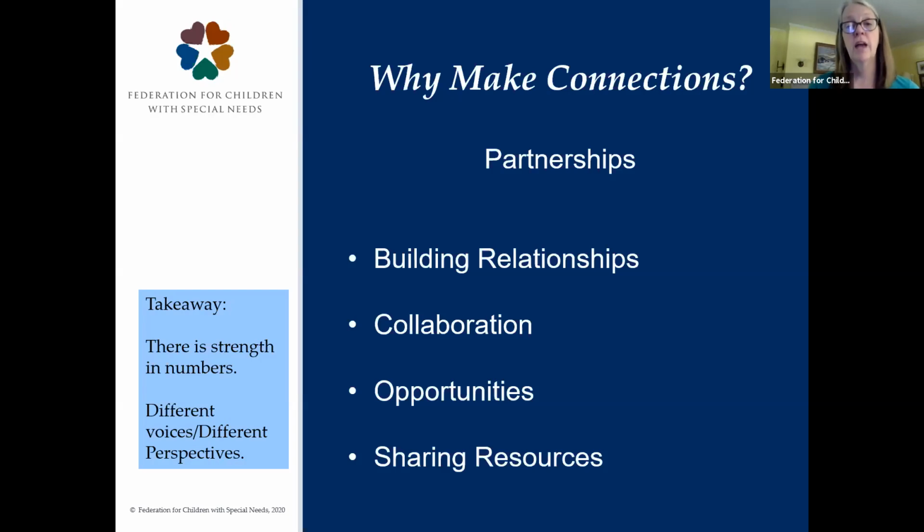So my takeaway is that there's always strength in numbers. If the SEPAC wants to advocate a position, it's nice to have other people on your side. And there might be an issue that affects more families than just parents of students with special needs. And so moving forward in a larger coalition of groups, I think is a good practice. And you'll hear different voices and different perspectives, and that can inform the SEPAC. It's always good to have more information.